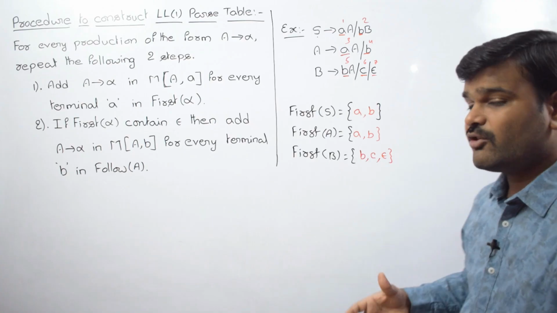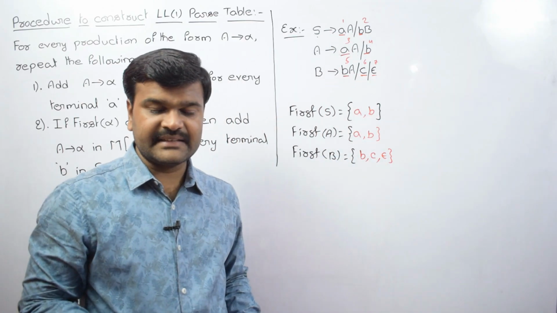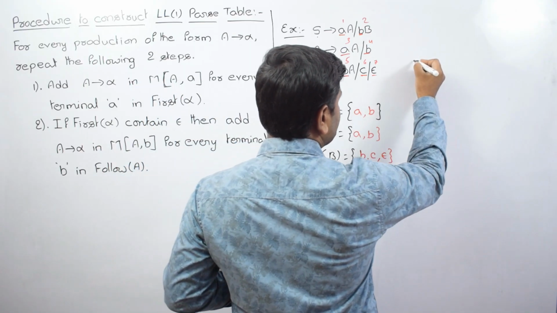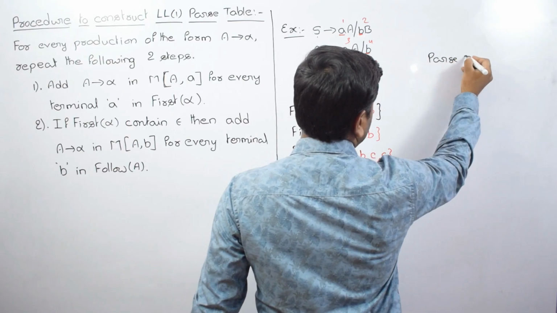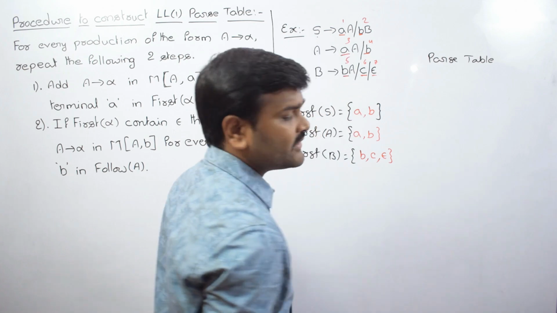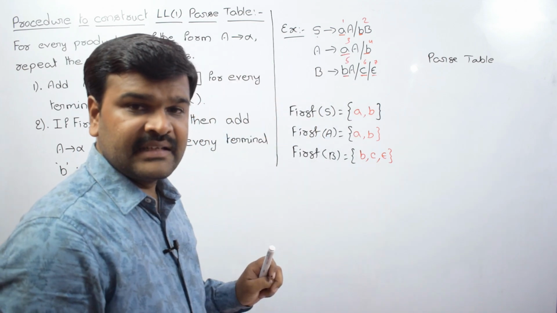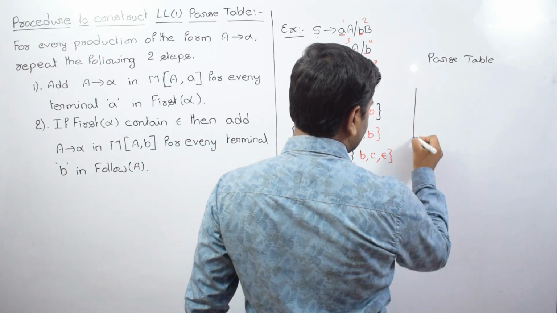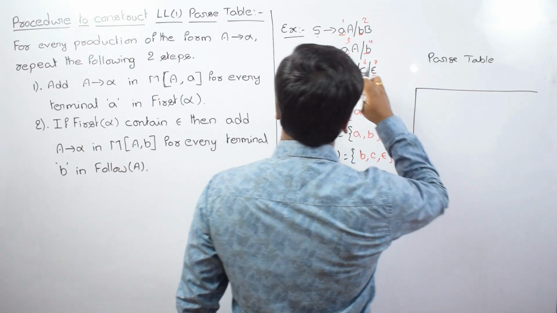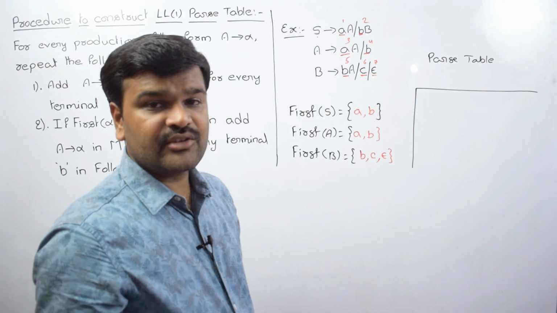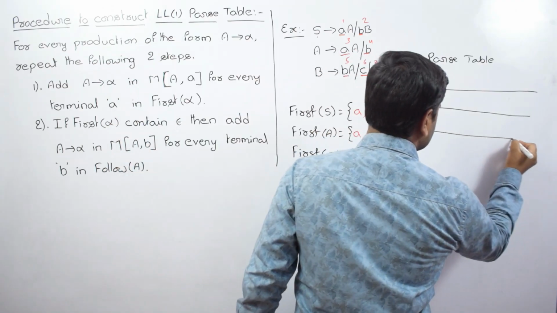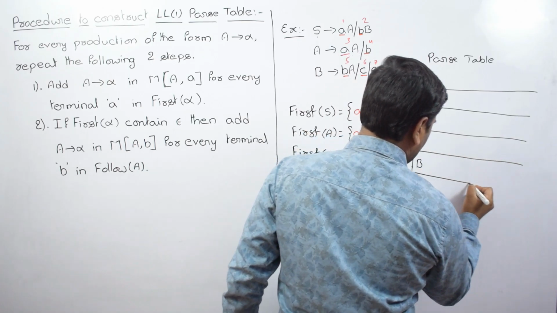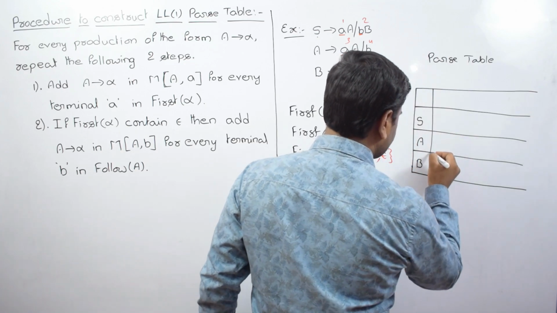Now how will the parse table look? How many rows and how many columns will be there in that table? The parse table has as many rows as there are non-terminals. Here there are a total of 3 non-terminals, so we create 3 rows: one for S, this is for A and this is for B.